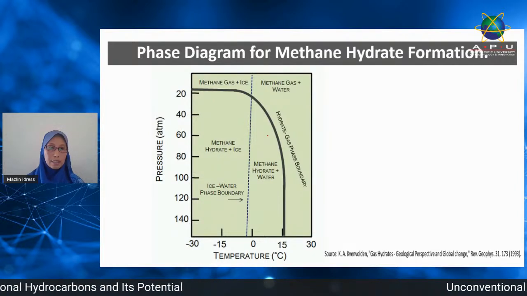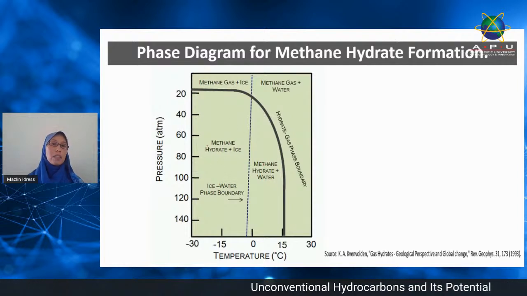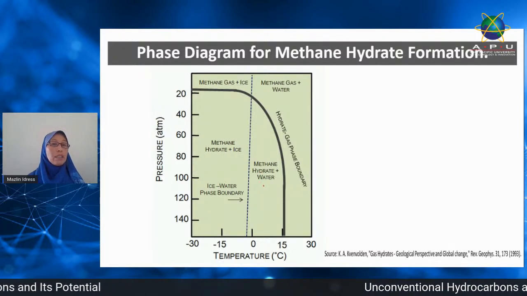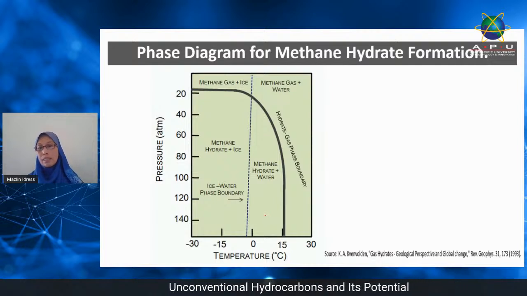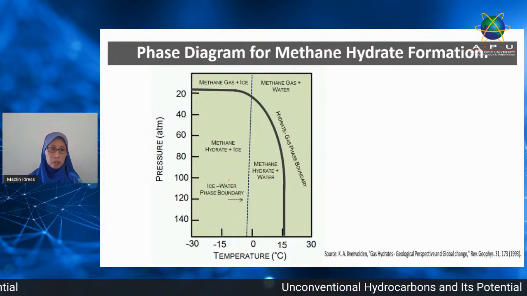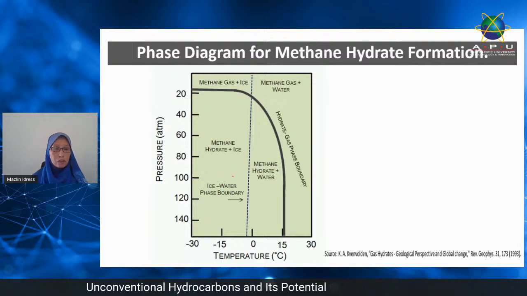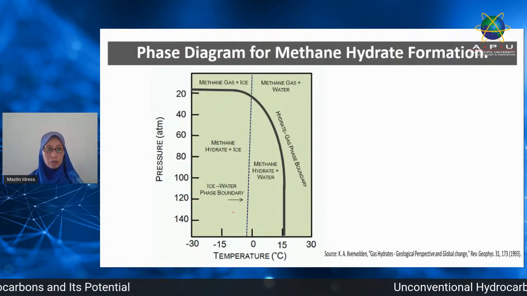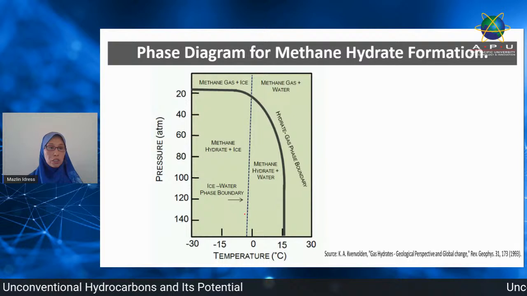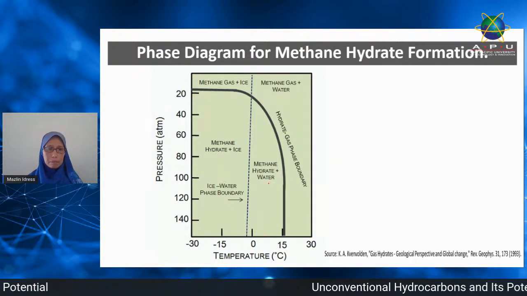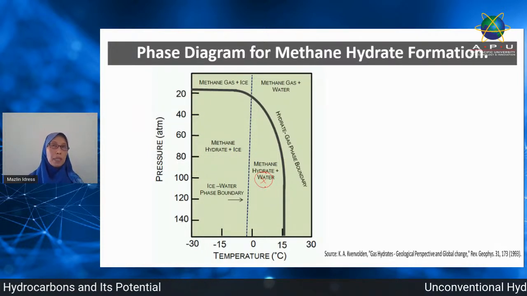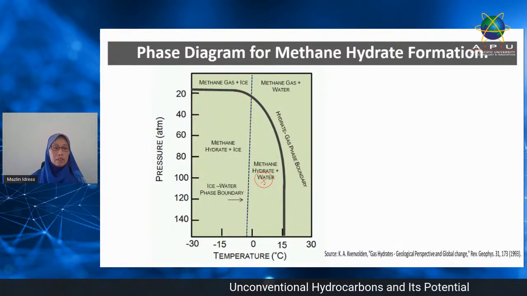But inside the boundaries, you can find either methane hydrate plus ice or methane hydrate and water. If it's above 0 degrees Celsius, you can find methane hydrate plus liquid water. If it's below, then you can find methane hydrate plus liquid plus ice. So for example, if you have formation conditions of 12 degrees Celsius and the pressure is about 100 atmospheres, it is located here. So in this area, you can find methane hydrates plus water.